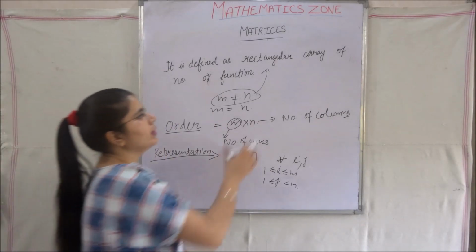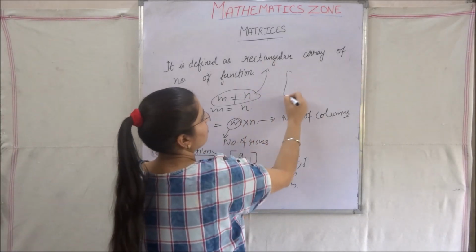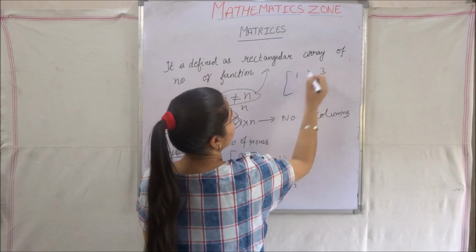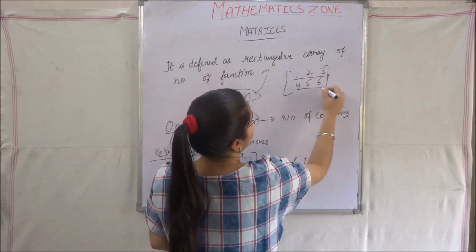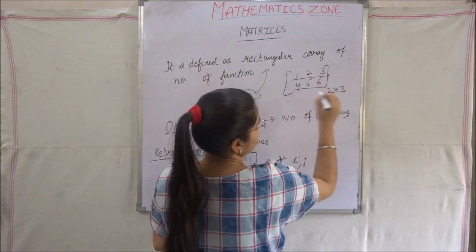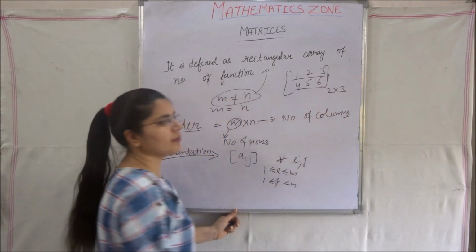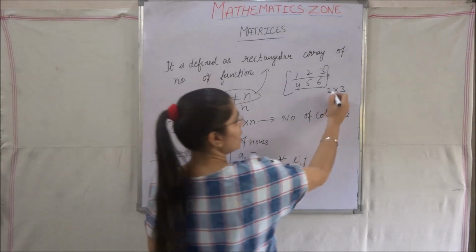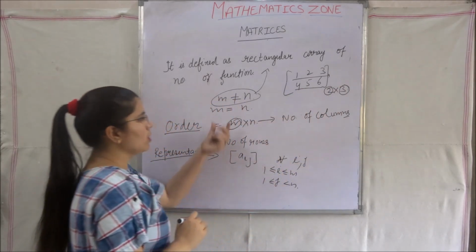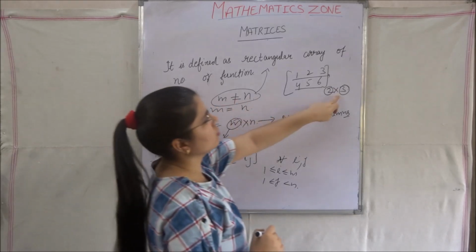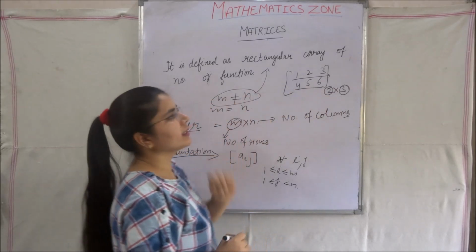Now a rectangular matrix can be written like 1, 2, 3, 4, 5, 6. So this is a 2 cross 3 matrix. This is called a rectangular matrix. Here number of rows is 2 and number of columns is 3. So the number of rows is not equal to the number of columns. So this is a rectangular matrix.